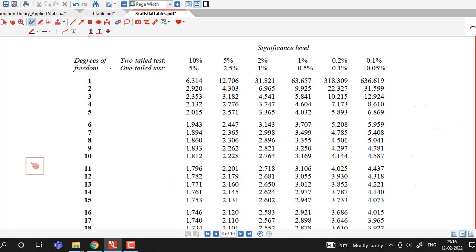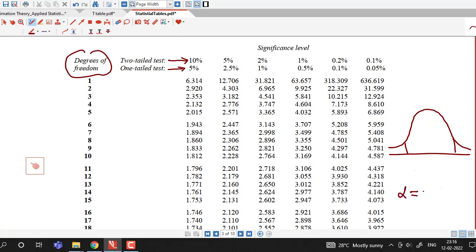Now we observe this table. Here we are given degrees of freedom. Here it is written that this is the significance level for two-tailed test and this is the significance level for one-tailed test. Now in our case we have this type of situation. Suppose I again consider the graph, then I have this type of situation. Area in both the tails, total area which we consider as alpha, is 0.05, and area covered by single tail or one tail is 0.025.